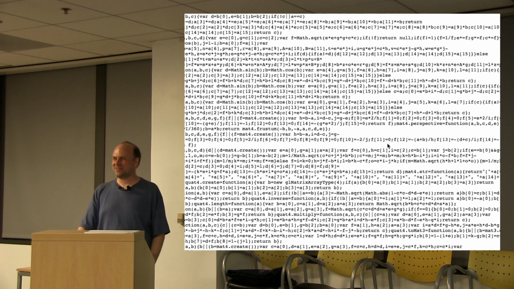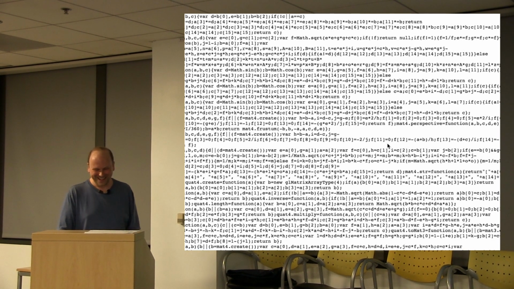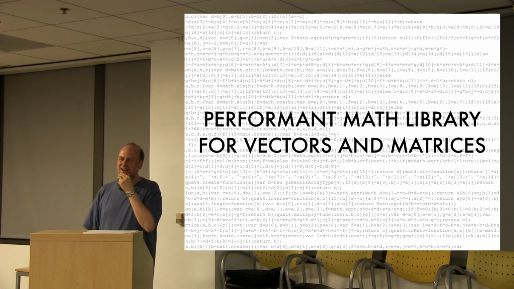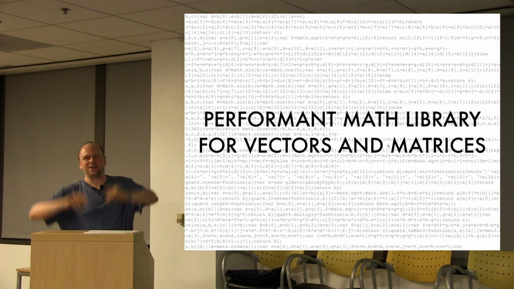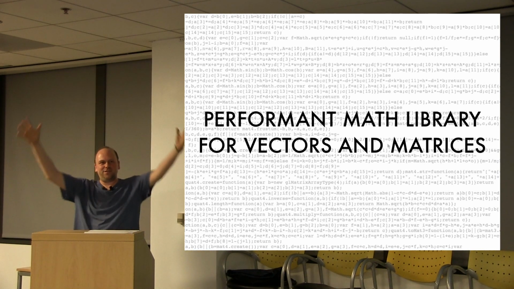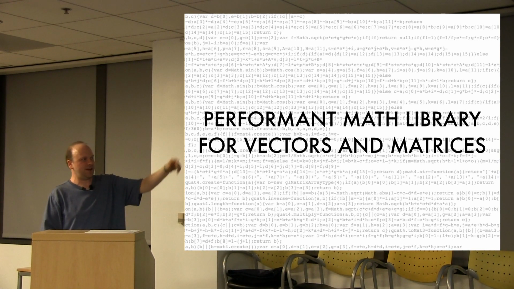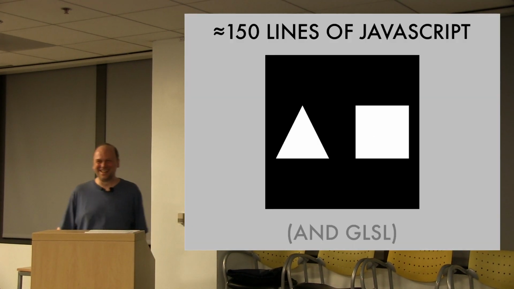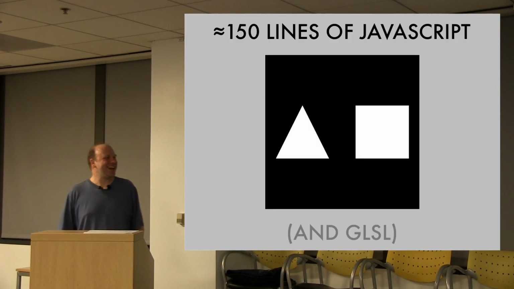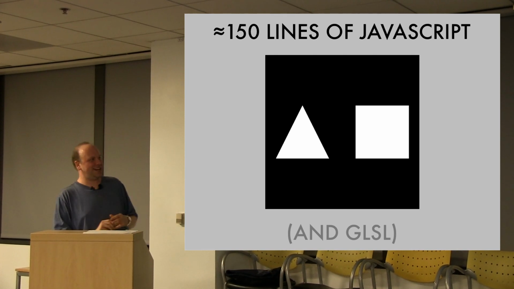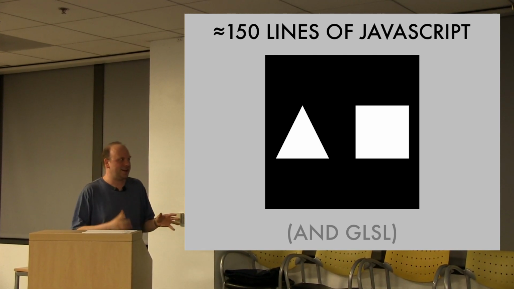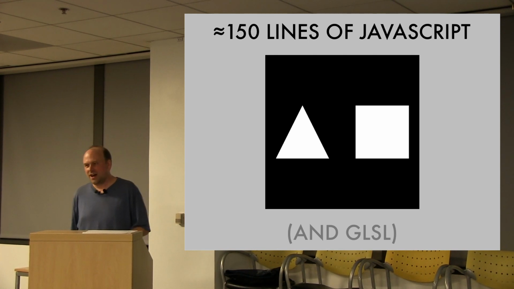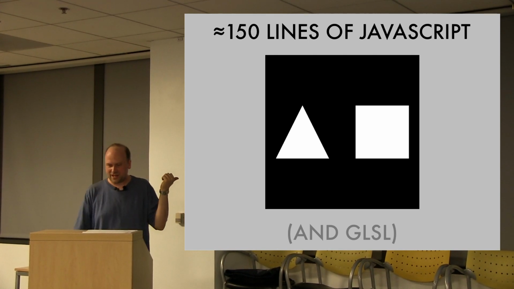Which is apparently a very significant line. It's a performant math library for vectors and matrices. So if you don't know what that is, matrices, if you've got a grid, that's a matrix, and vectors is like physics. So take away the HTML, take away that giant line, you still have about 150 lines of JavaScript and GLSL, which you will find out about in a moment. This is including white space, okay?